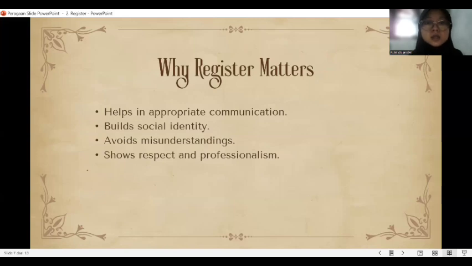Why does register matter? The first is that it helps in appropriate communication. The second is that it builds social identity. The third is that it avoids misunderstandings. And the fourth is that it shows respect and professionalism.